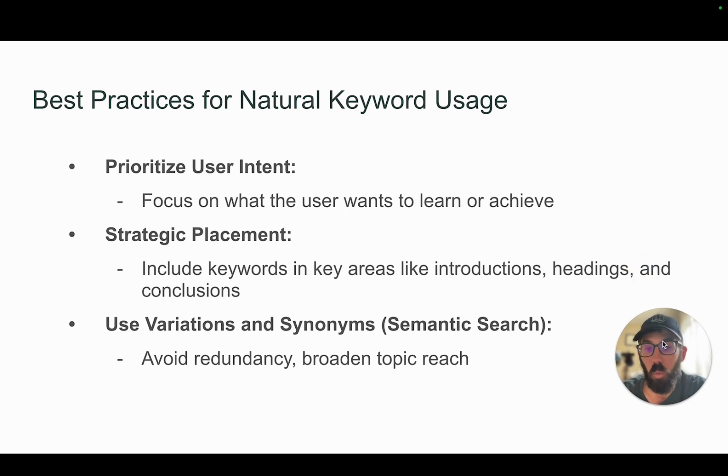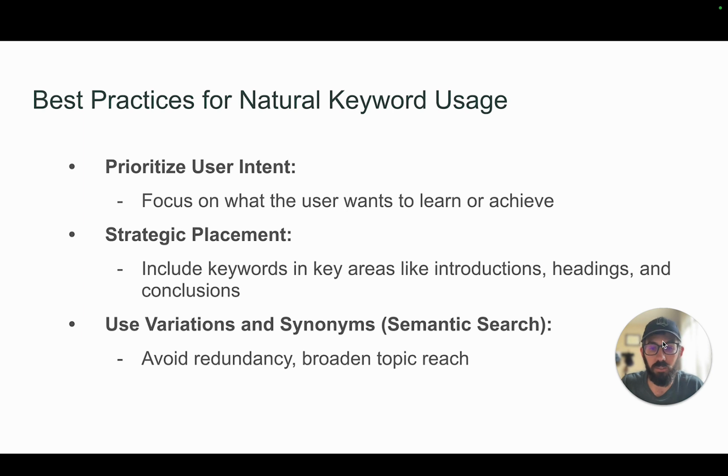Best practices for natural keyword usage. Prioritize user intent. When in doubt, focus on what would make the most sense for the person reading your content, and what the purpose of the content is. What are they trying to learn? What are they trying to do? What are they trying to achieve? That should be where you focus. Then strategically place keywords. If you can get them in your intro, in the title tag, in headings and conclusions, those are all good spots to have keywords.